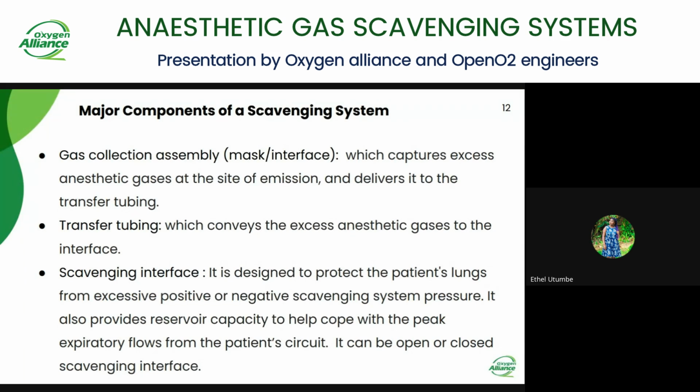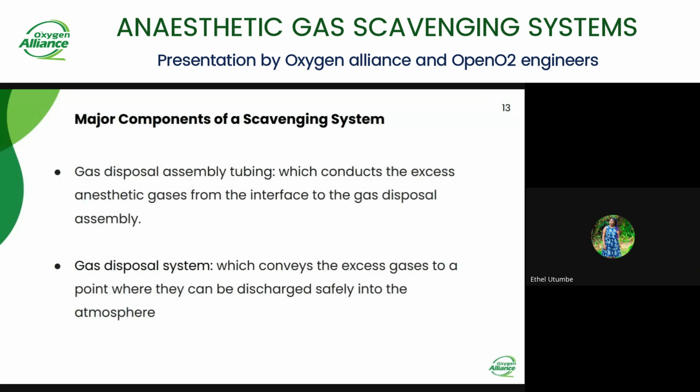So let's move on to other components. We have the gas disposal assembly tubing, which is just taking the waste anesthetic gases from the interface to the gas disposal assembly. It's just tubing that is directing it from the scavenging interface to the gas disposal system. Like I said, the gas disposal system can be active or passive. This gas disposal system is where the waste anesthetic gases are discharged safely to the atmosphere. Like I've already said, the scavenging system collects the waste anesthetic gas, and then after collecting it, it disposes of it to the environment safely.